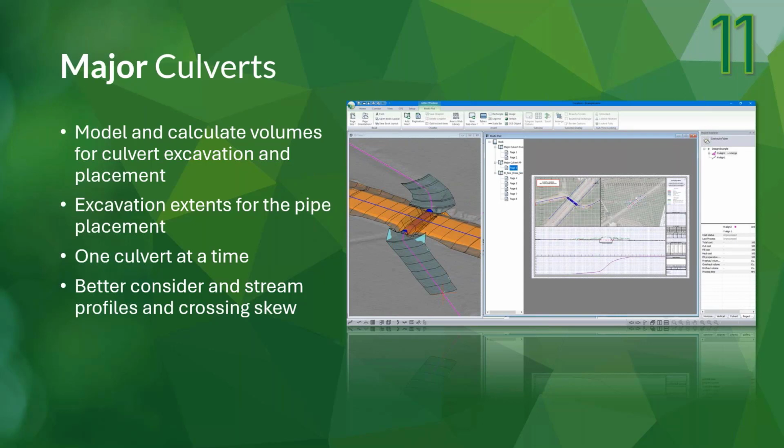We typically do this through a few different alignments. We're getting excavation volumes as well as excavation extents. And this is actually not going to be covered in today's webinar. So today's webinar is really going to focus on the second type of culverts that I'll address in a second, in addition to the hydrology tools.